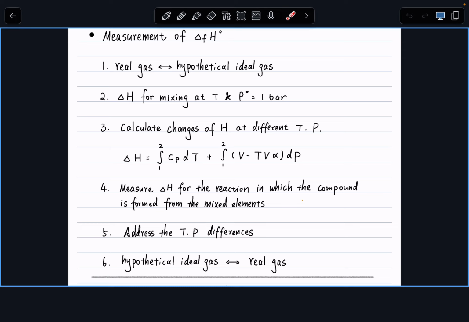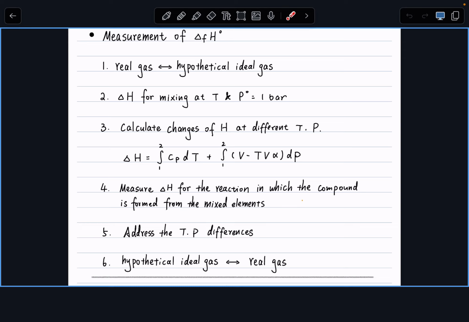So the first thing is we want to translate real gases to hypothetical ideal gases. Again, the whole point here is the standard state for gas is ideal, but in reality, we do not have ideal gases that we can do reactions with each other. So we must have a way to translate real gases to ideal gases. So that's the first step.